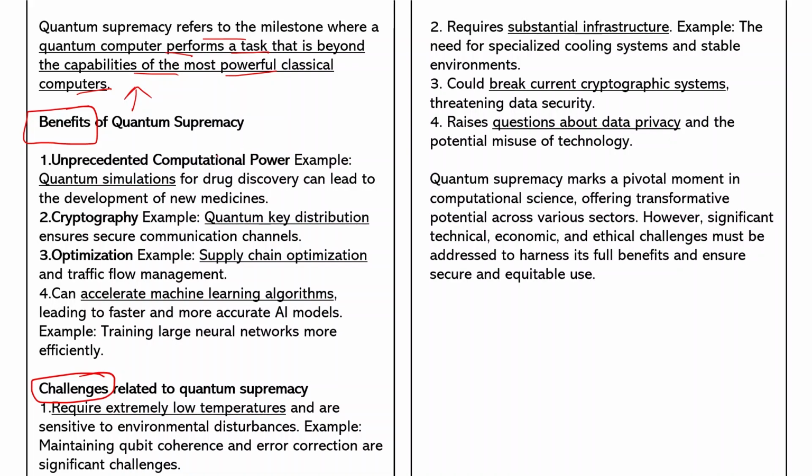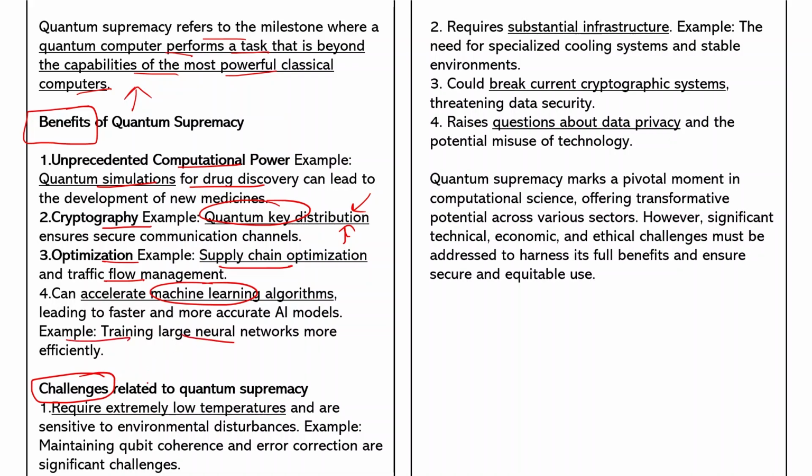So in the benefits you are writing about the unprecedented computational power of quantum computers. So giving examples of quantum simulations for medicine research. Then cryptography, they will be helpful for it; one of the techniques that is used is quantum key distribution. You can read about this technique also, it comes up in news. Then you can apply this to supply chain optimization, traffic flow management. You can accelerate machine learning algorithms like training large neural networks.